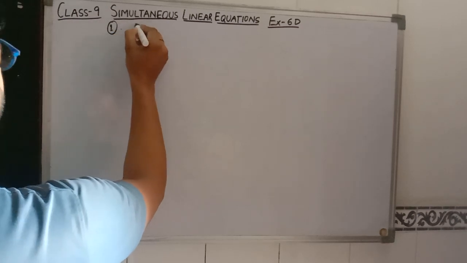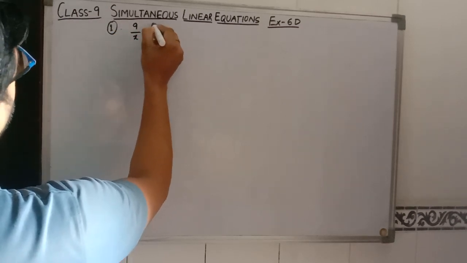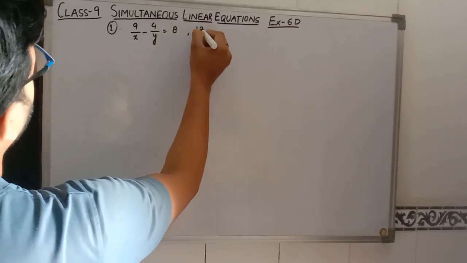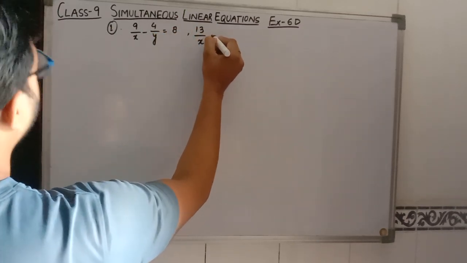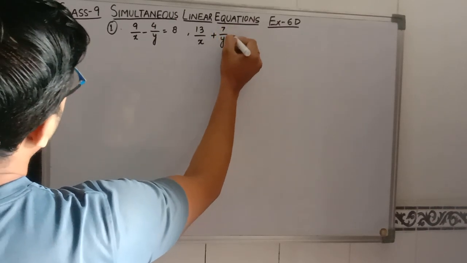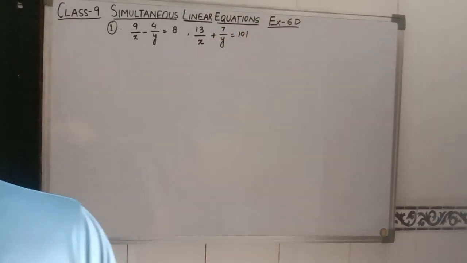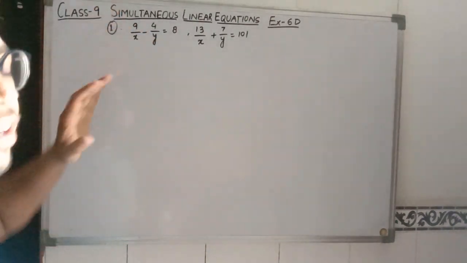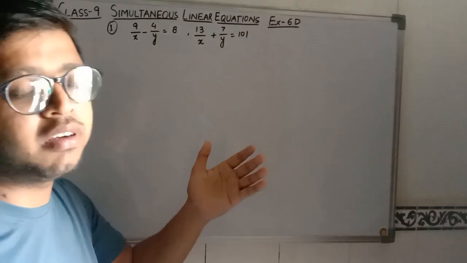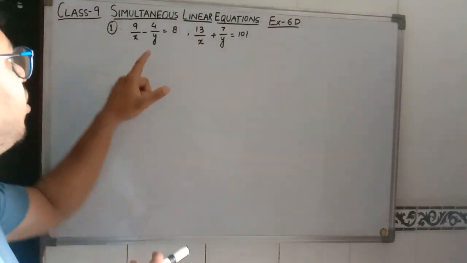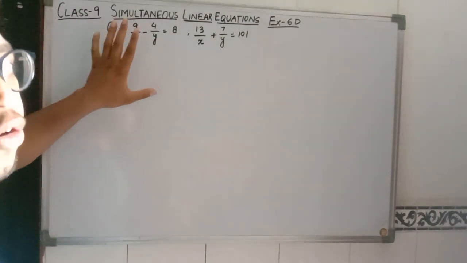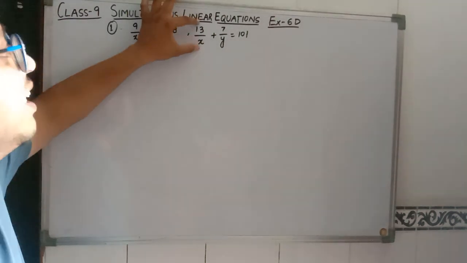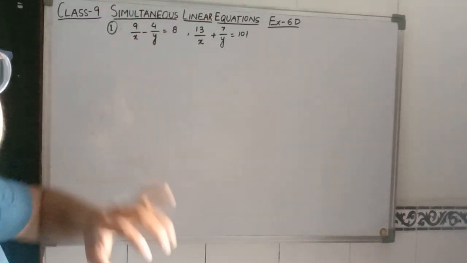Question number 1 says 9 upon x minus 4 upon y is equal to 8, and the second equation is 13 upon x plus 7 upon y is equal to 101. Now we are observing a pattern in both the equations. We have a habit of observing equations in which x and y are the variables with coefficients. But here 1 upon x is the coefficient, in this 1 upon y, in this again 1 upon x, and in this 1 upon y.